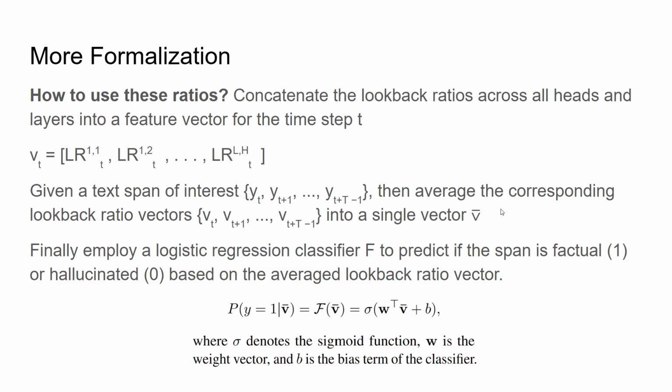And finally, you train a simple logistic regression classifier to predict if the span is factual or hallucinated. So they take factual to be 1 and hallucinated to be 0. And you can see this is simply a weight transformation plus bias, and then they use a sigmoid activation. So this is a very standard logistic regression classifier.